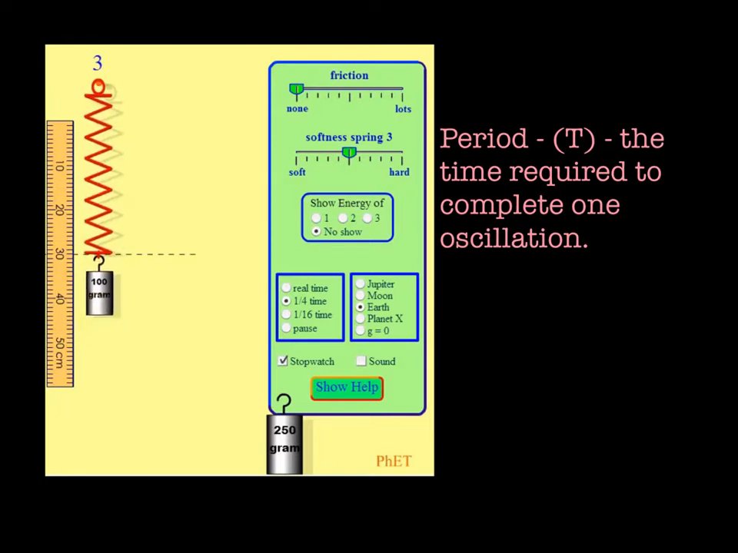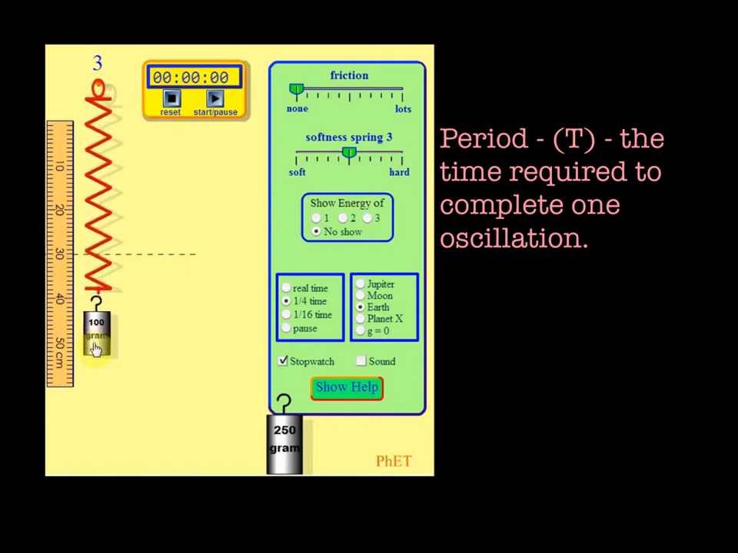So in order to discuss period, we need to have some measure of time. So we're going to add a stopwatch to our little simulation. And then I'm going to stretch my spring down to the 40 again, give it a 10 centimeter amplitude, and I'm going to let it oscillate back and forth. And then I'm going to need to measure the amount of time it takes to complete one complete oscillation, one down, up, and back down. So I'm going to wait until it gets to the very bottom, back to the top, back to the bottom. So let's go ahead and time that.